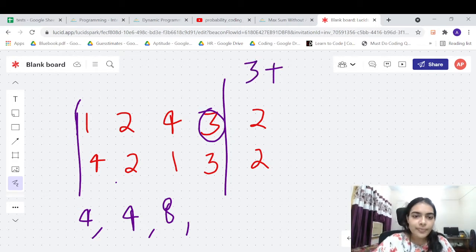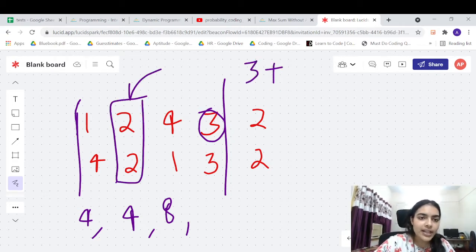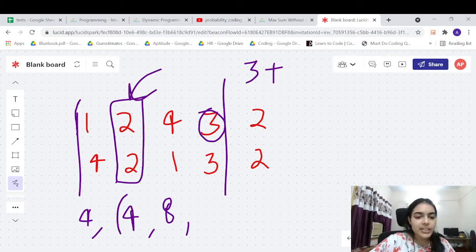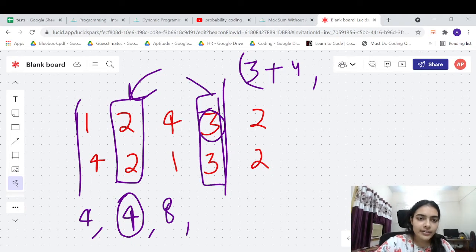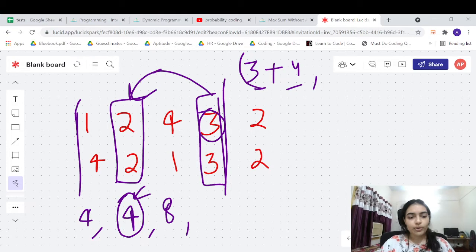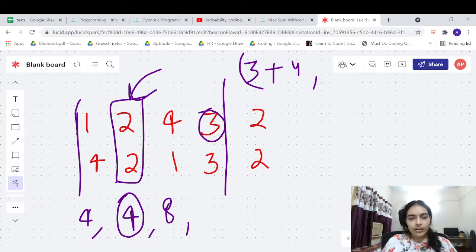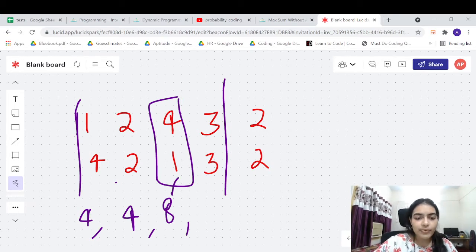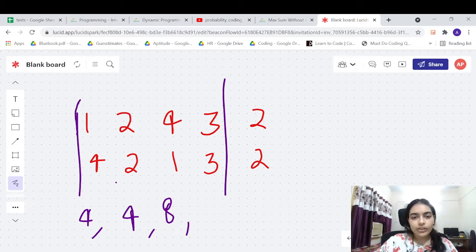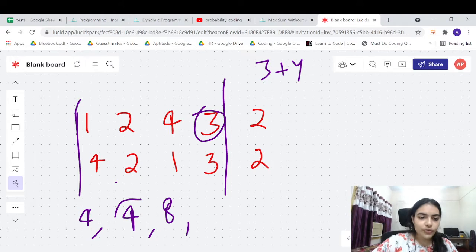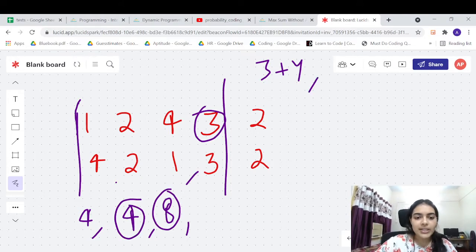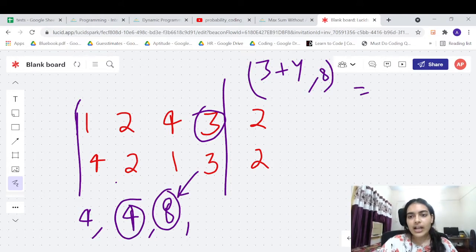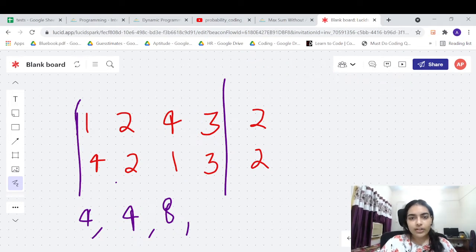If I pick 3, I have the choice of adding the maximum up till here, which is 4. So I can add the maximum from these both columns, which is 3 and 4. The other option is I can take the maximum from here, which is 8. So 3 plus 4 is 7, and 8 is the maximum in the previous case. What is the answer? Maximum of 7 and 8 is 8. So my answer is 8.